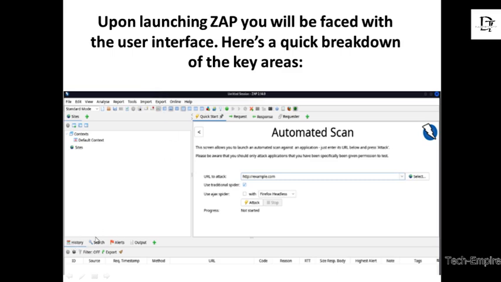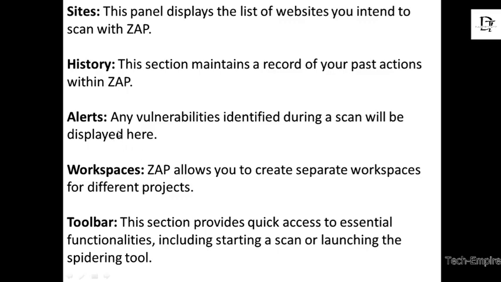This is the history, and then we have alert, which I emphasized while explaining how to use ZAP in the first video. This is where you see all vulnerabilities identified using ZAP during that particular scan.